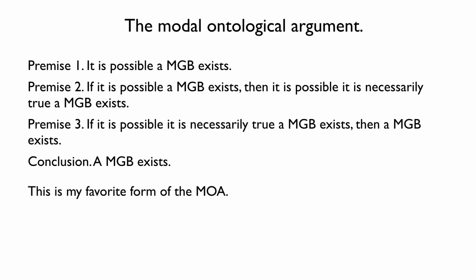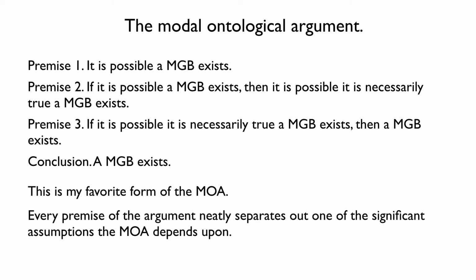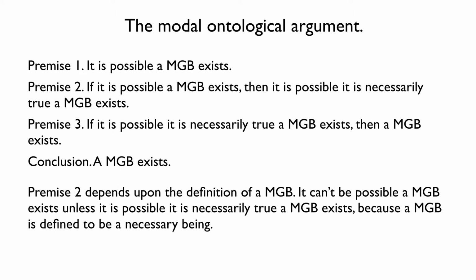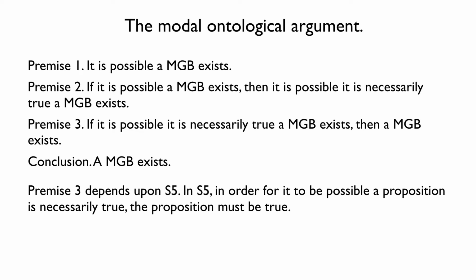This is my favorite form of the modal ontological argument because every premise of the argument neatly separates out one of the significant assumptions the modal ontological argument depends upon. For example, premise 2 depends upon the definition of a maximally great being. It can't be possible a maximally great being exists unless it is possible as necessarily true a maximally great being exists, because a maximally great being is defined to be a necessary being. Therefore, if it is possible a maximally great being exists, then it is possible it is necessarily true a maximally great being exists.